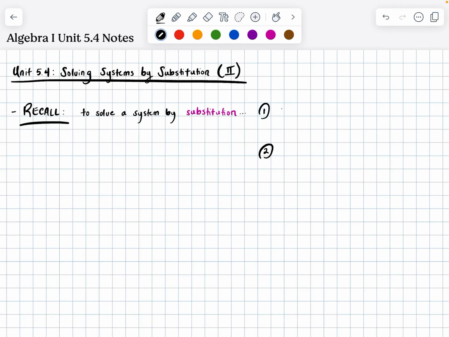Welcome to our fourth class of Unit 5, where we will be continuing our discussion of solving systems of equations using this method we call substitution. So remember, if I want to solve a system by substitution, what is it that I'm trying to do? There are kind of two parts to the method to the madness here. What's my strategy? Go ahead, 30 seconds, remind me.